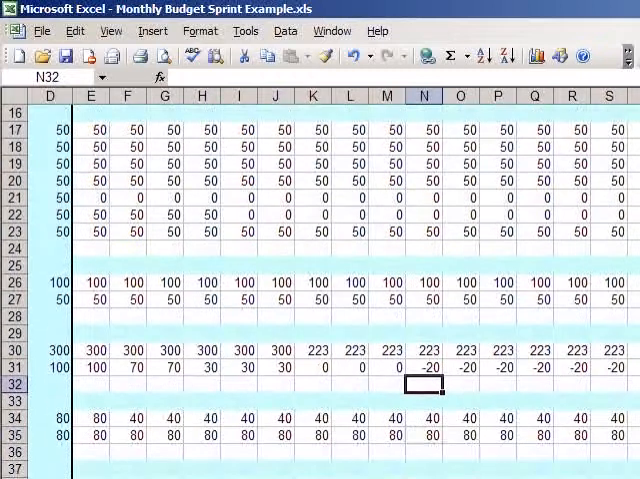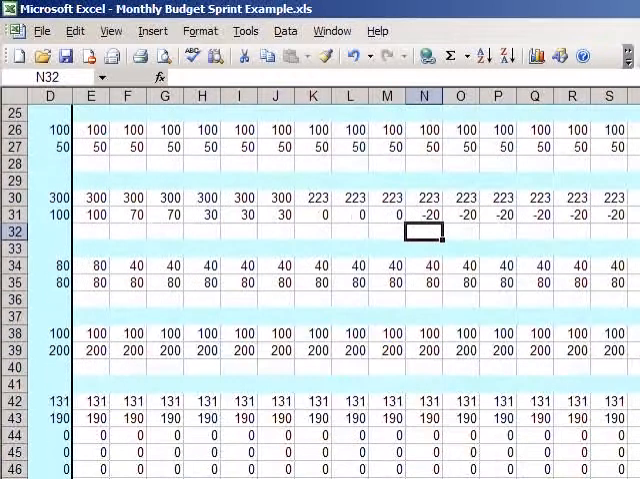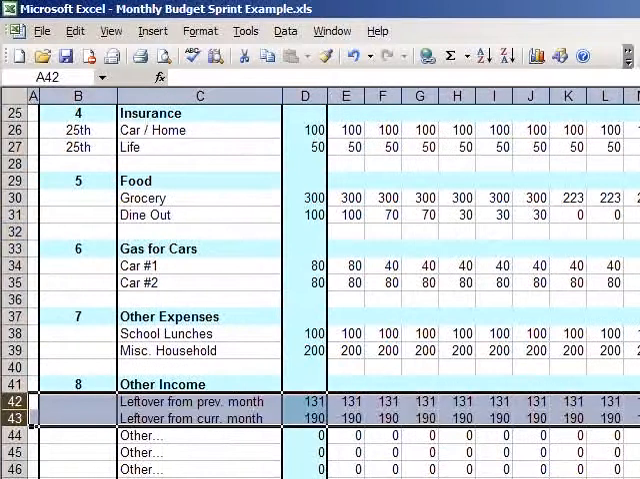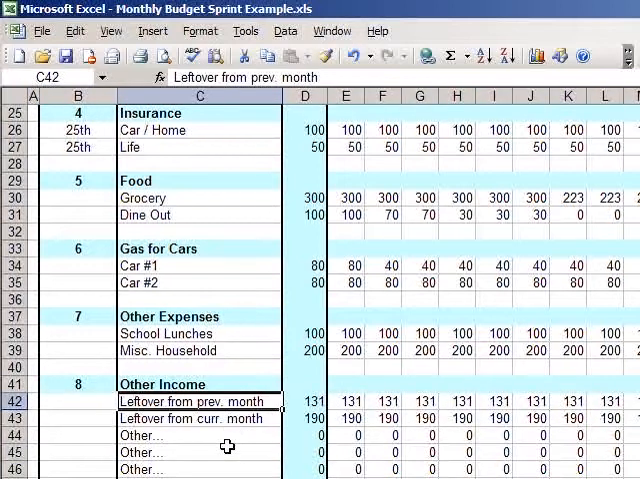Another thing that we can do, if you'll notice, we'll scroll down a little bit here, is we have two categories that I've added in the other income category. Okay, one is the leftover money from the previous month. We didn't spend everything last month, so there's a little carryover. Hopefully we don't spend that, but sometimes we need to. And the next one is left over from the current month. In other words, we know that we have X number of dollars coming in the month. We know what we intend to spend, and that means that we're going to have $190 left over according to this example.